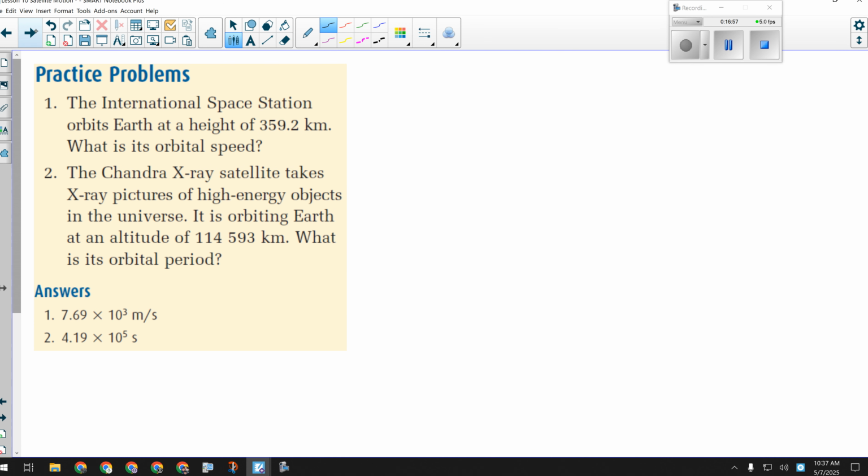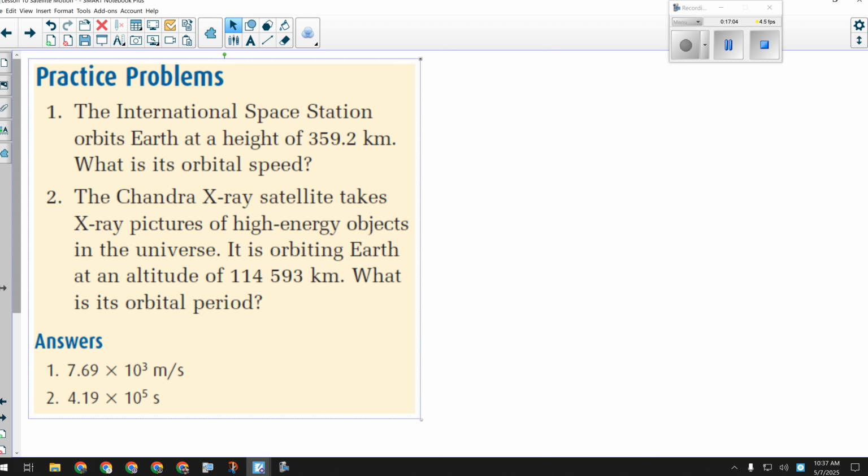I want you to try those two. Very similar to what we just did. All right, so the International Space Station orbits the Earth at a height of 359.2 kilometers. What do I need to do with that number? Add it to the radius of the Earth. That is not the center-to-center distance. That's from the surface to the International Space Station.